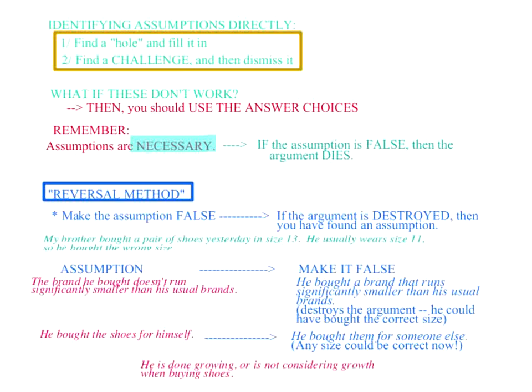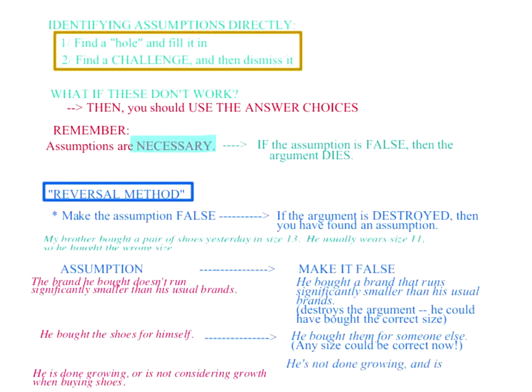And then finally, there's another correct assumption, which is he is done growing or is not considering growth when buying shoes. So if you make that false, you get he's not done growing and is considering growth in his purchases.